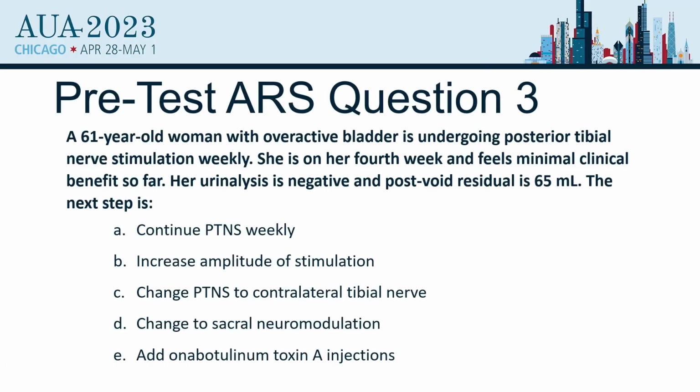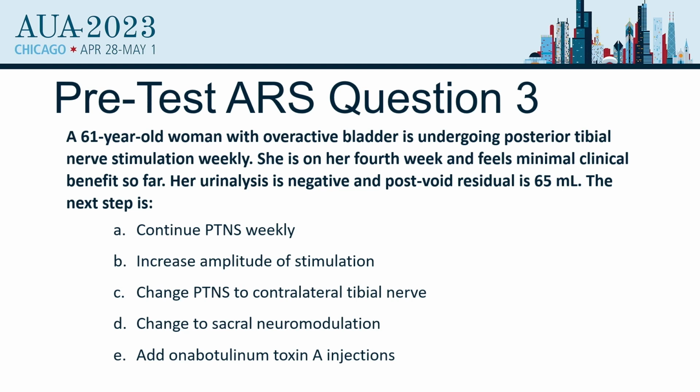Okay, a 61-year-old woman with overactive bladder is undergoing posterior tibial nerve stimulation weekly. She's on her 4th week and feels minimal clinical benefit so far. Her UA is negative, post-void residual 65. The next step is either continue PTNS weekly, increase the amplitude, change PTNS to the contralateral leg, ankle, change to sacral neuromodulation, or add on a botulinum toxin.